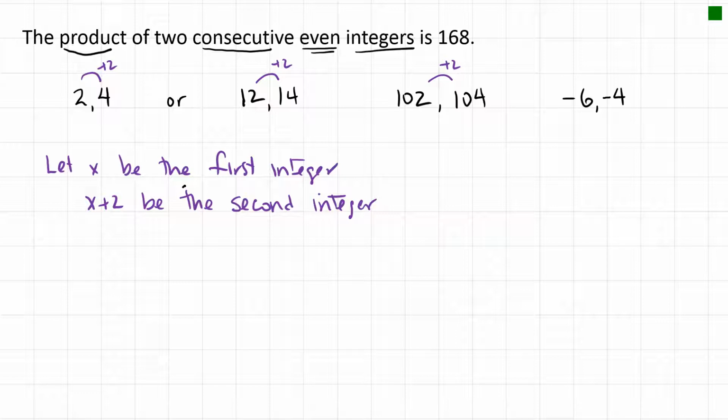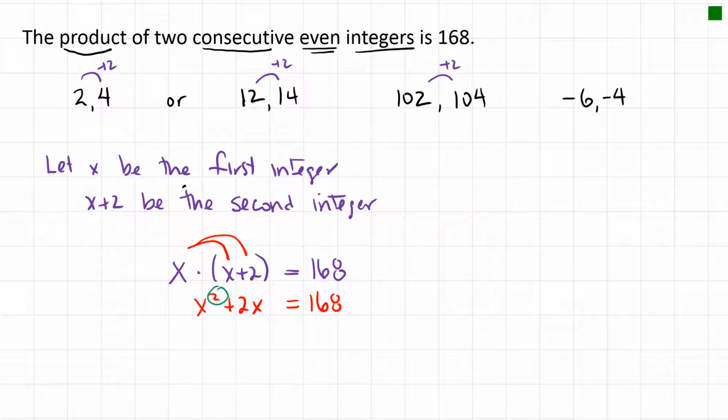So now I'm going to write my equation. The product means multiplication, so the first one times the second one has to equal 168. So I'm going to multiply this into the bracket, or distribute it, and then I'm going to solve this quadratic equation. It's quadratic because of this square. So I'm going to subtract 168 from both sides, equals 0.